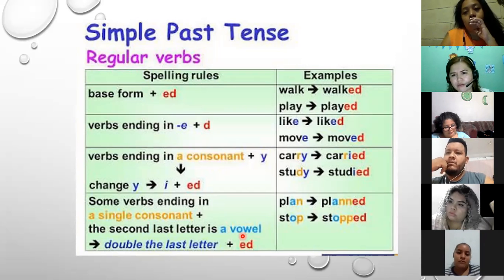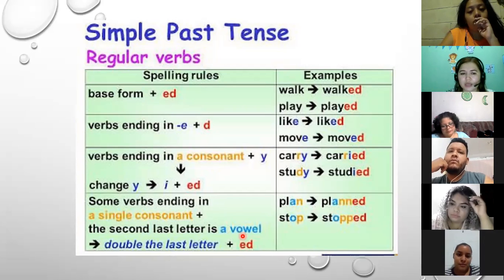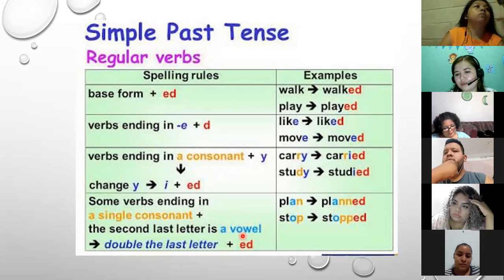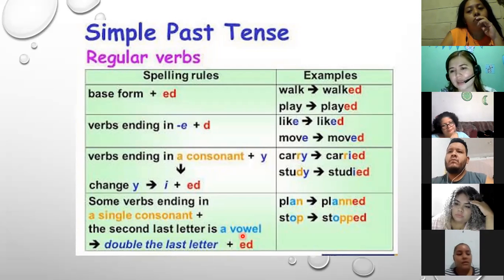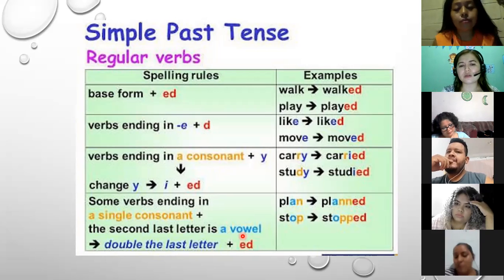Because they will say, oh my God, you're talking in the past or you are talking for right now. So we need to learn the rules. Esto hay que aprenderlo. Esta es una forma fácil porque aquí le dice cómo usted va a hacer en pasado el verbo dependiendo de su terminación. Okay, but we need to memorize the rules. We need to study the verbs, okay?